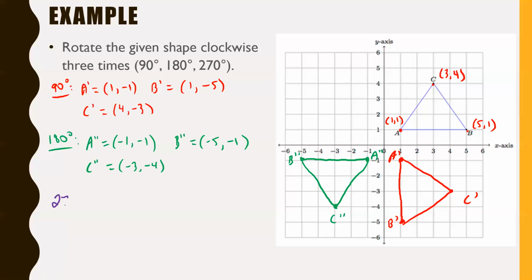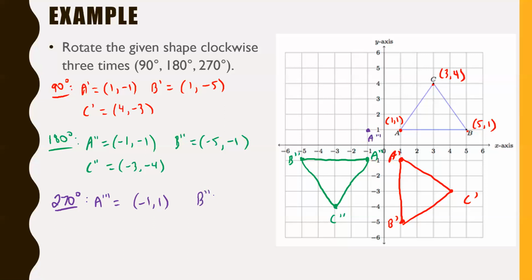How about 270 degrees now? 270 degrees, again, was very much like 90 degrees, except instead of making your x negative and then swapping, you make your y negative and then swap. So we'll start with A. We'll call that one A triple prime. Make your y negative, so negative 1, and then swap them. So that's going to be negative 1, 1. Well, negative 1, 1 puts it right here. That would be your A triple prime.